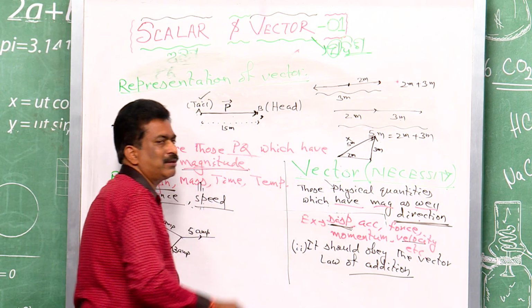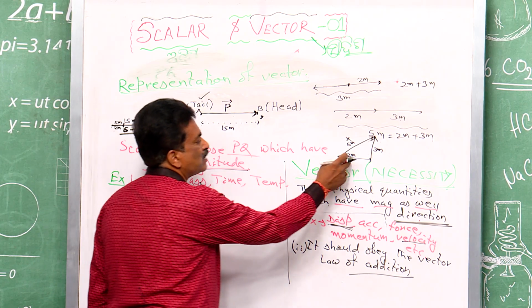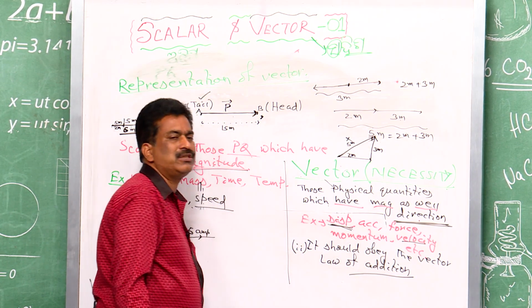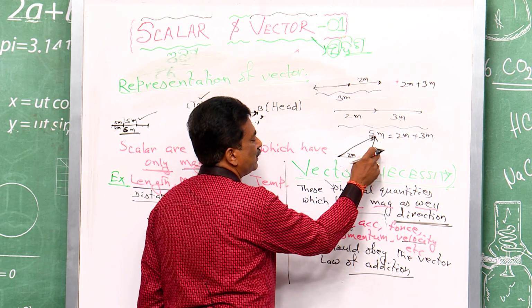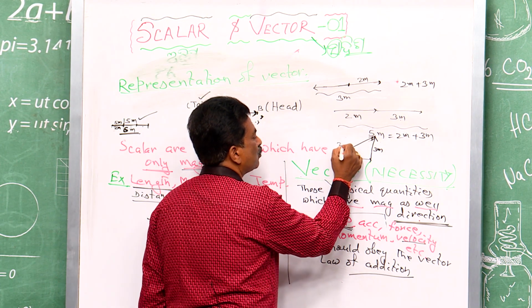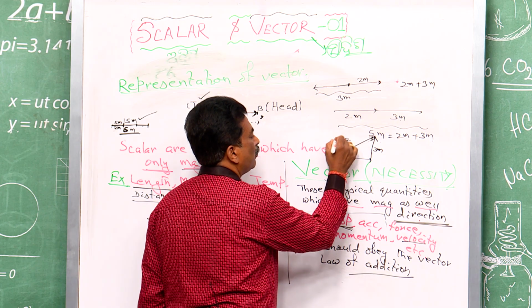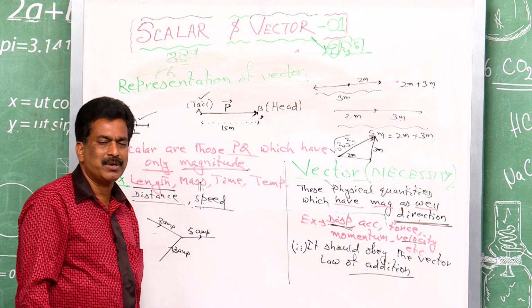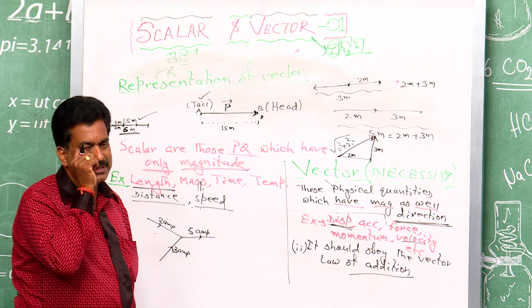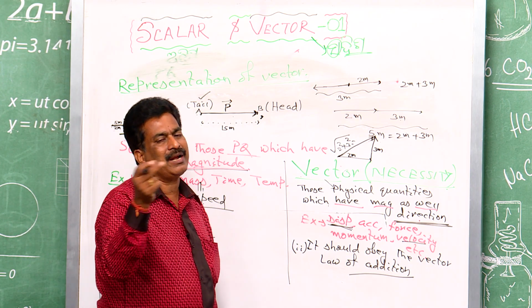It is not 5 meter, because it will satisfy Pythagoras' theorem. So what does Pythagoras' theorem state? If this is the base and this is the height, then it is the square root of 2 squared plus 3 squared. 2 squared is 4, 3 squared is 9, 9 plus 4 is 13, and 13 lies between 9 and 16.